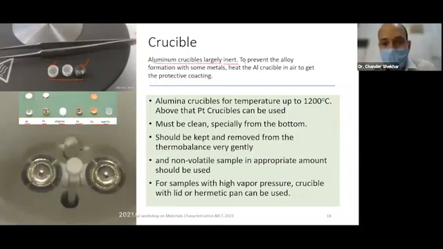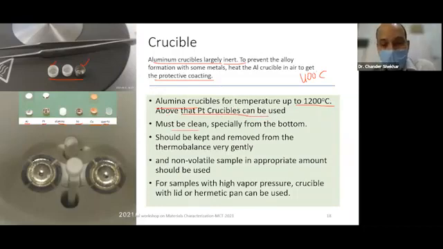So the aluminum crucibles are largely inert at lower temperatures, and they do form solid solutions with some metals. To prevent that, the aluminum crucible is generally heated at 400 degrees centigrade for 1 or 2 hours in air, in order to get an alumina coating onto the surface of the aluminum that acts as a protective coating. These alumina crucibles can go up to 1000 degrees centigrade, and beyond that, the platinum crucible can be used.